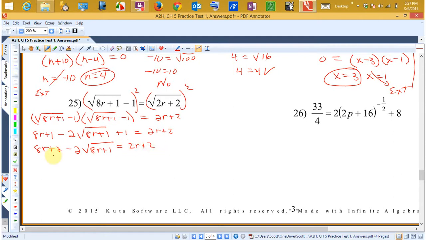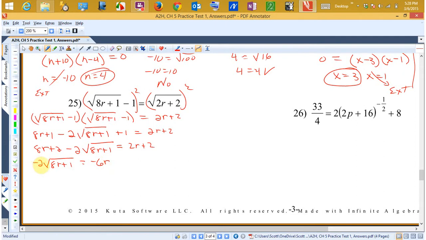And so what I'm going to do is subtract 8r from both sides. So that's going to give me a negative 2 times the square root of 8r plus 1. And so if I subtract 8 from both sides, I get a negative 6r. And now this 2 is going to move to the other side, so I'm going to subtract 2 from both sides. And that'd be a negative 2 plus 2 is 0. So now I'm going to divide both sides by this negative 2.